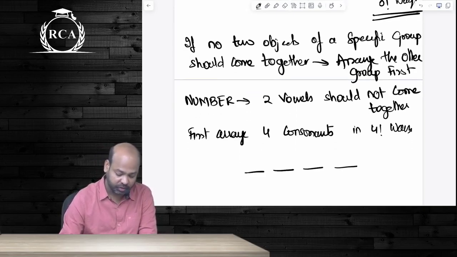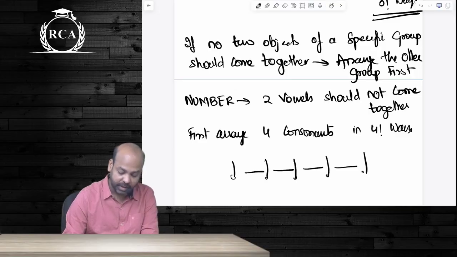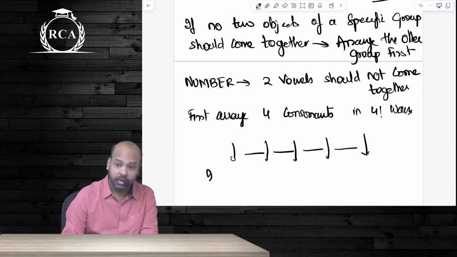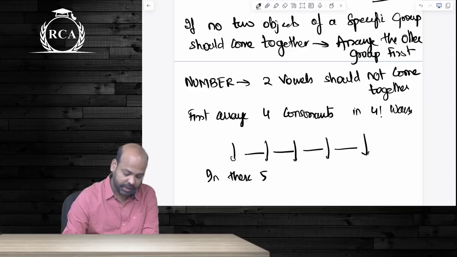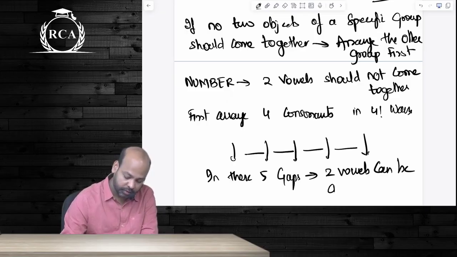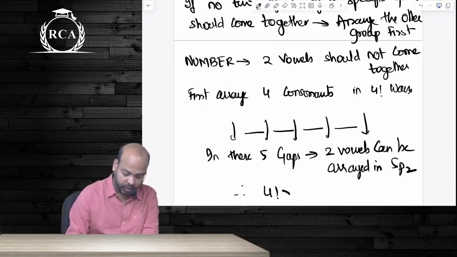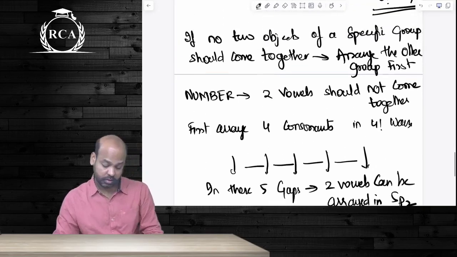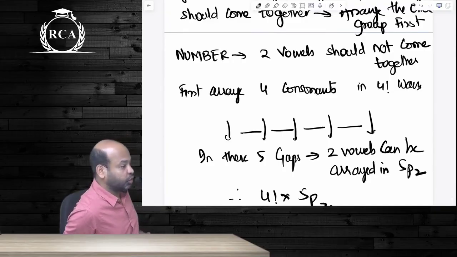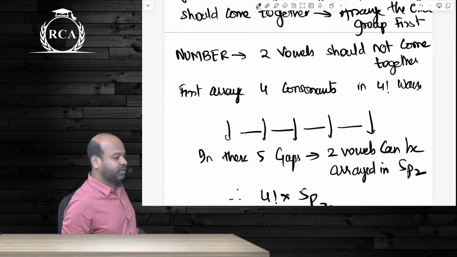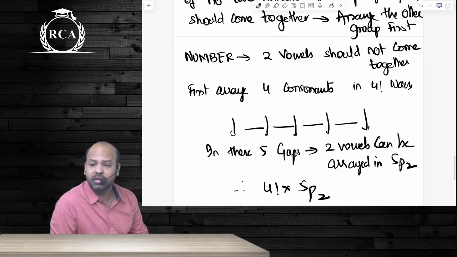Once you arrange the 4 consonants, guys, how many gaps? 5 gaps. In these 5 gaps beta, 2 vowels can be arranged in how many ways? 2 vowels can be arranged in 5P2 ways. Therefore, what will be the total answer, guys? 4 factorial multiplied by 5P2. This is if no two objects of a specific group should come together, you are always supposed to arrange the other group first. Are we clear about this?